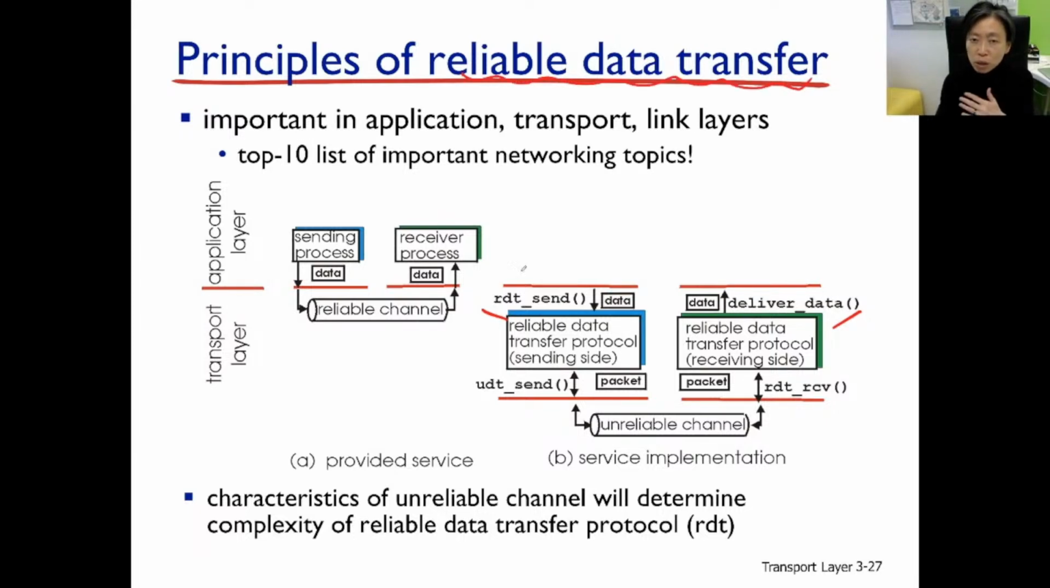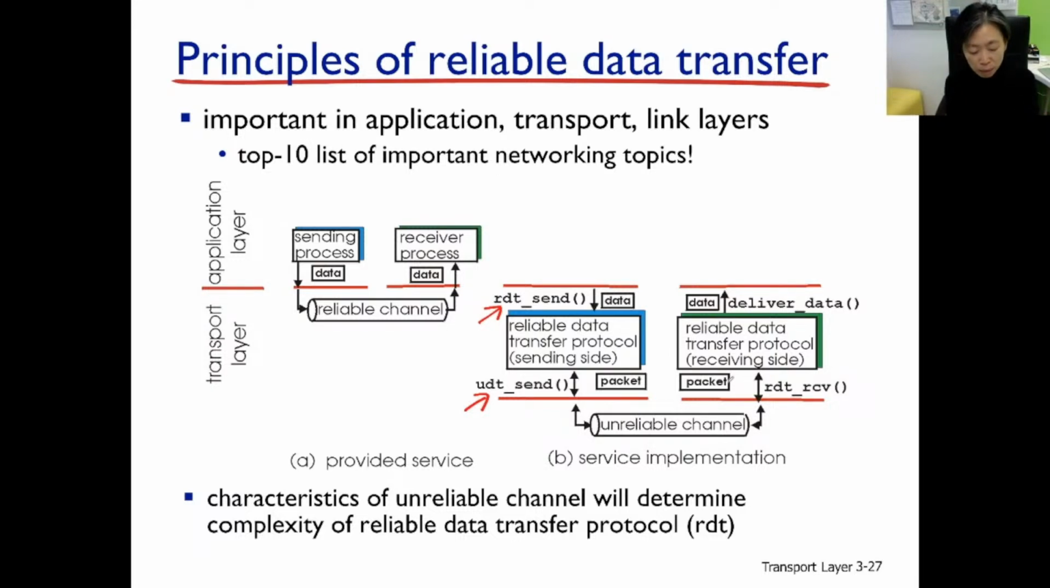Okay, and we're going to go through a few generations of these RDTs and show you how the sending side is implemented, how the receiving side can be implemented, such that we provide such an illusion to the application level services. Oh, and by the way, it really depends on how unreliable the underlying channel is. Then the complexity of the reliable data transfer can vary. Very unreliable, very complicated. Not that unreliable, then slightly simpler. Now, we'll be using these notations, RDT send, UDT send, and all these throughout the discussion, introducing you to generations of these reliable data transfer protocols.